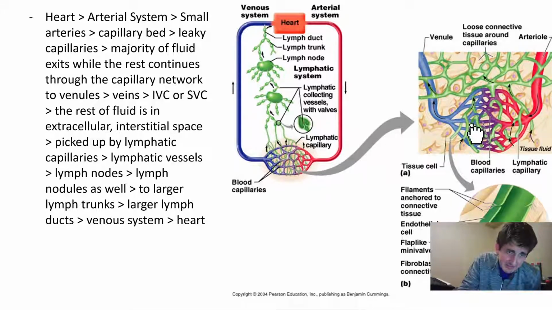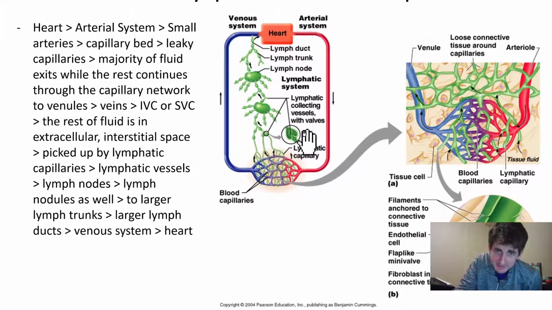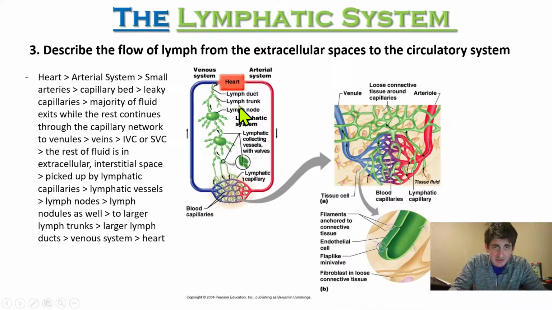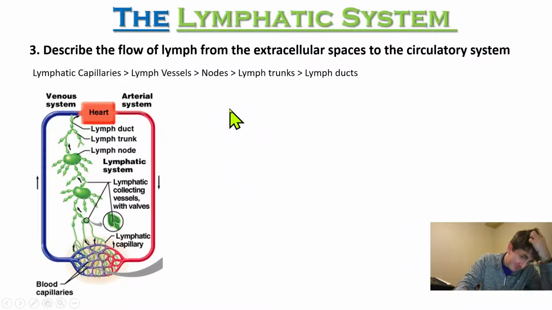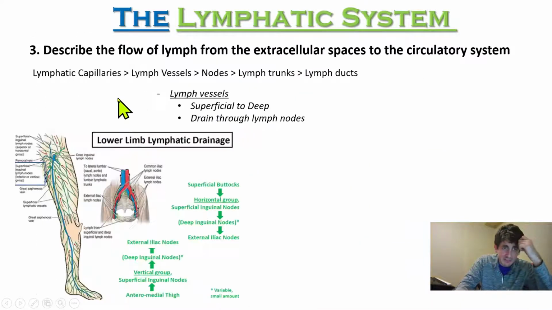Picked up by lymphatic capillaries, lymphatic vessels, right? It goes to lymphatic collecting vessels, valves, and then the lymph nodes, which it will pass through and get filtered, and then lymph nodules, larger lymph trunks, and lymphatic ducts, and then the venous system in the heart. We're going to look at that a little closer. But yeah, lymph capillaries, vessels, nodes, trunks, ducts.